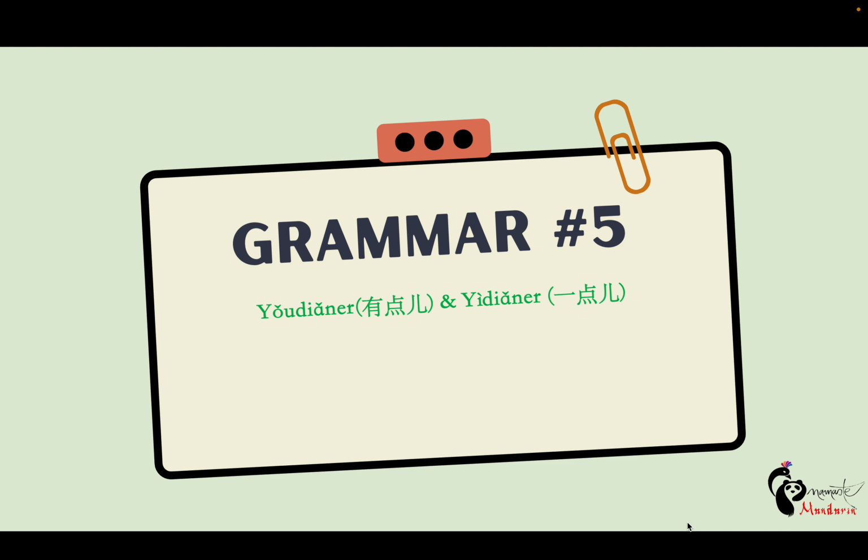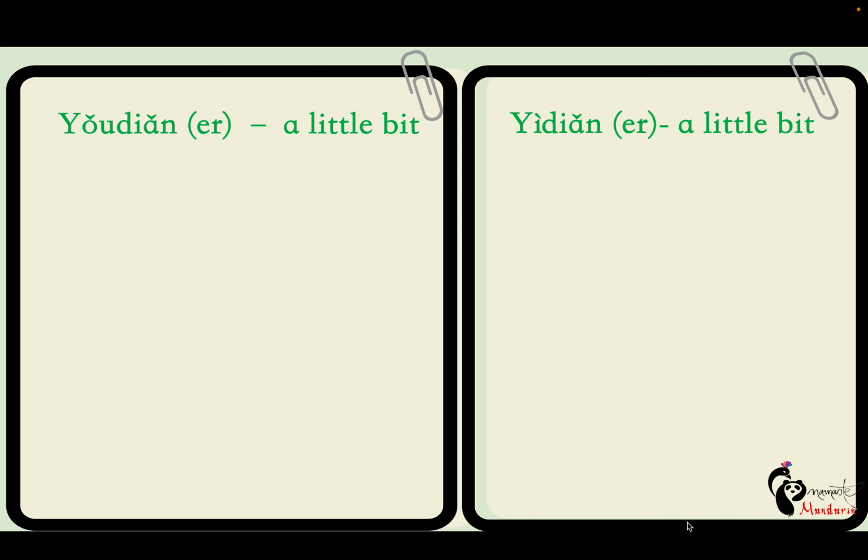So let's just quickly learn it in a very simple way, because as you know, in Chinese language or in Mandarin, one word has many uses. So even these two words may have many other uses. But what we are going to do is start with a very basic understanding, and then as and when we learn, we grow our understanding of these words. As you can see, both Yǒudiǎner and Yìdiǎner mean a little bit, right?